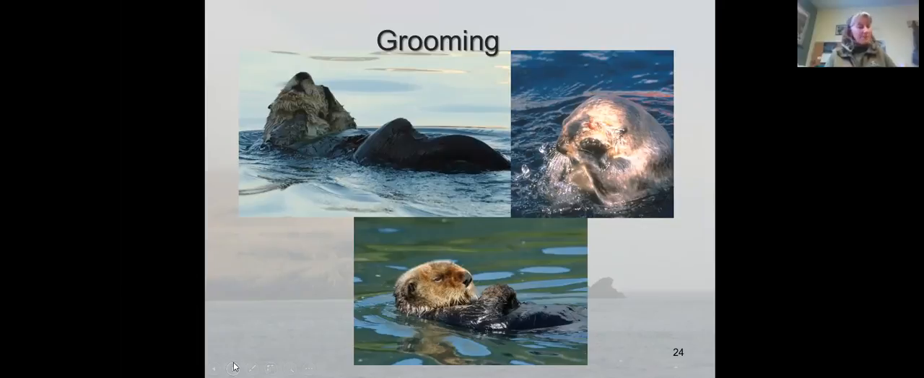Sea otters have a metabolism that's about 2 to 3 times higher than that of a terrestrial animal of a similar size. And so they need to eat a lot. So their two tools are, one is their thick fur that's well-groomed, and the other is eating, the high metabolism. Next, please.